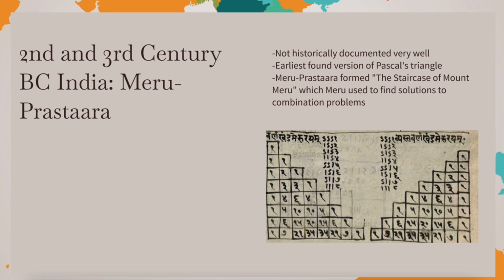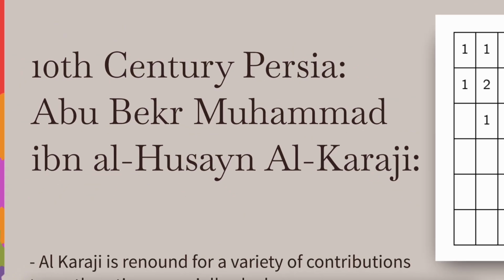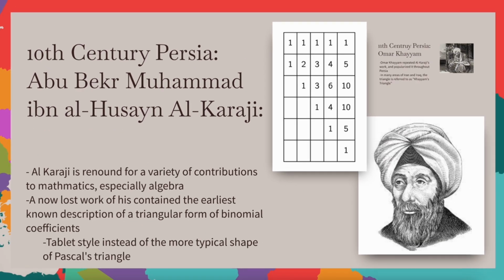Now, this may have you wondering, who did discover the relationship between Pascal's triangle and binomial coefficients? Well, the first person to do so was a 10th century Persian mathematician, Abu Bakr Muhammad ibn al-Husayn al-Karaji. Now, al-Karaji contributed quite a bit to the study of mathematics and especially algebra. A now lost work of his contained a tablet-style version of Pascal's triangle, and al-Karaji was the first person to connect this configuration with the coefficients of a binomial expansion.